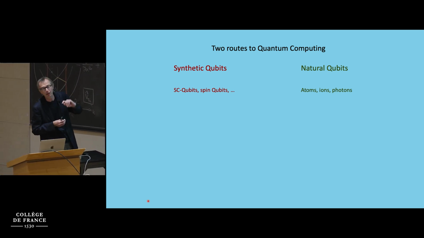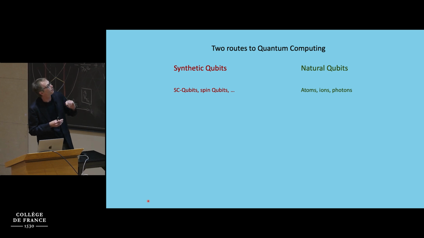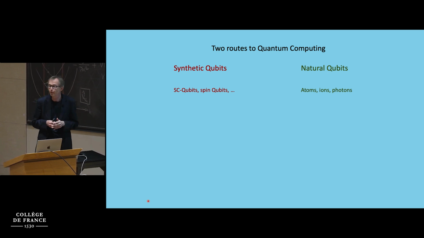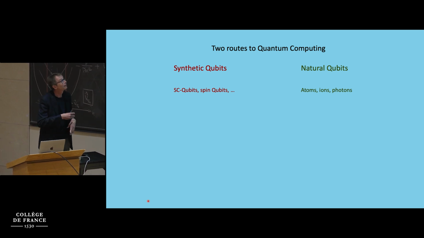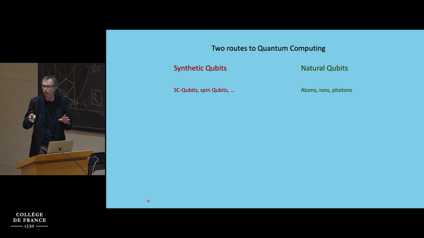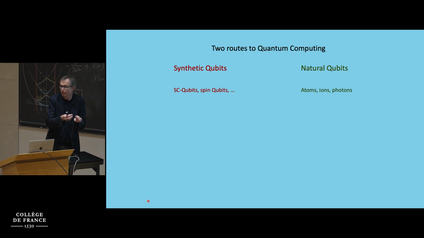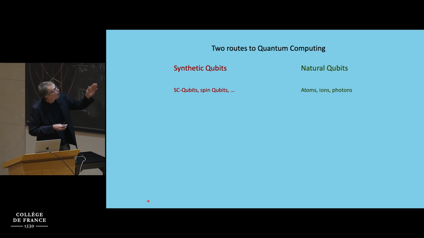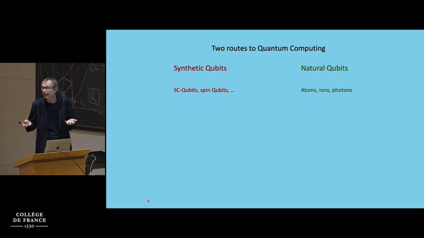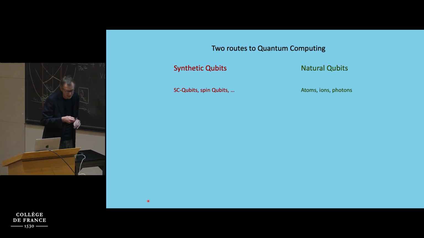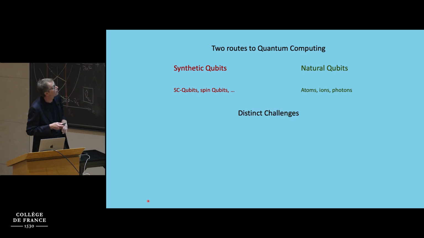Very early, the decision will be whether you take synthetic or natural qubits. Synthetic qubits I would call, well, superconducting qubits, spin qubits, and so on, which is basically solid state physics. Or natural qubits, there I would say atoms, ions, and photons. And now these different approaches have different challenges.